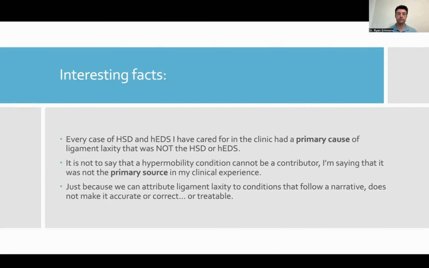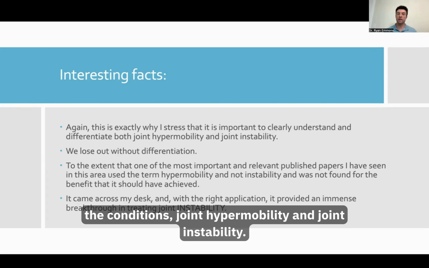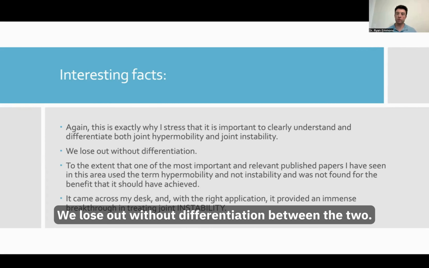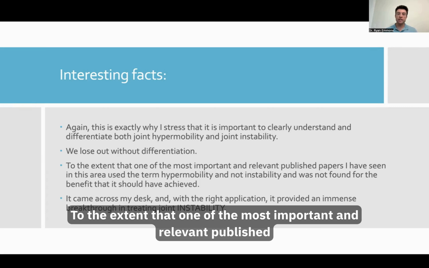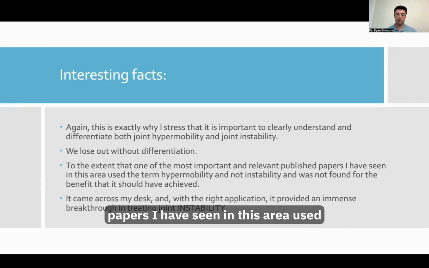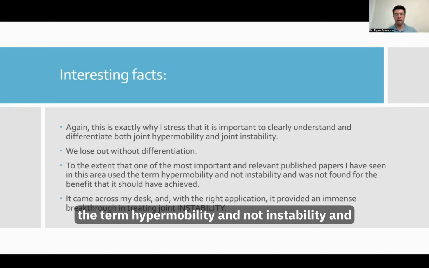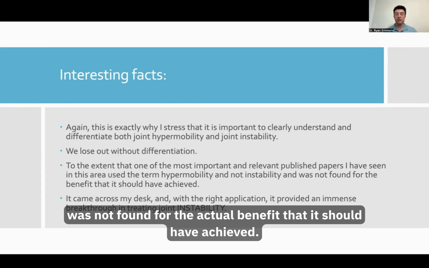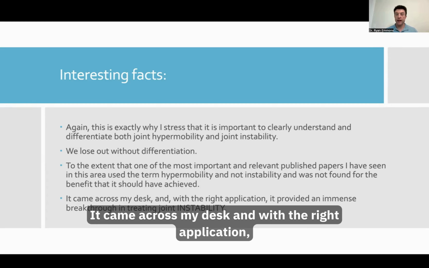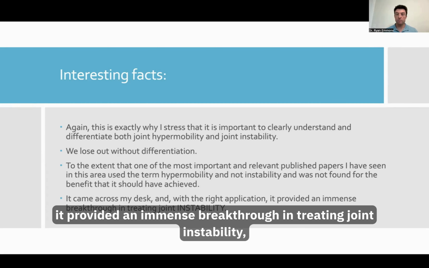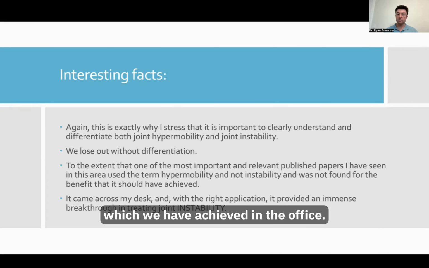Again, this is exactly why I stress that it is important to clearly understand and differentiate both the conditions, joint hypermobility and joint instability. We lose out without differentiation between the two, to the extent that one of the most important and relevant published papers I have seen in this area used the term hypermobility and not instability and was not found for the actual benefit that it should have achieved. It came across my desk, and with the right application, it provided an immense breakthrough in treating joint instability, which we have achieved in the office.